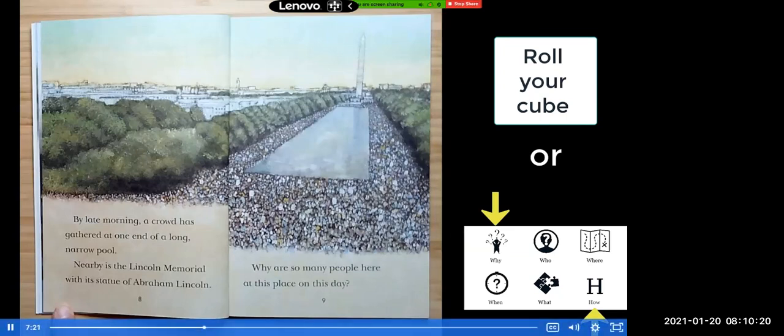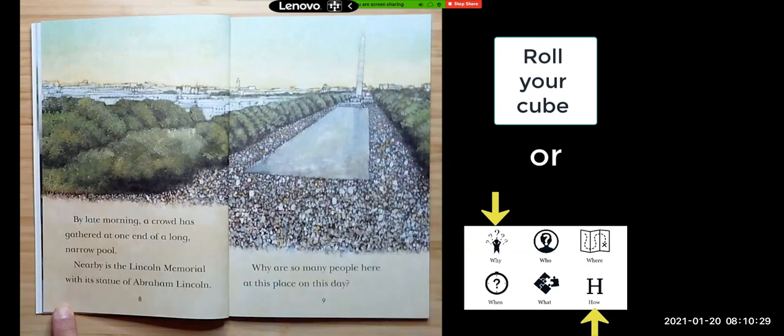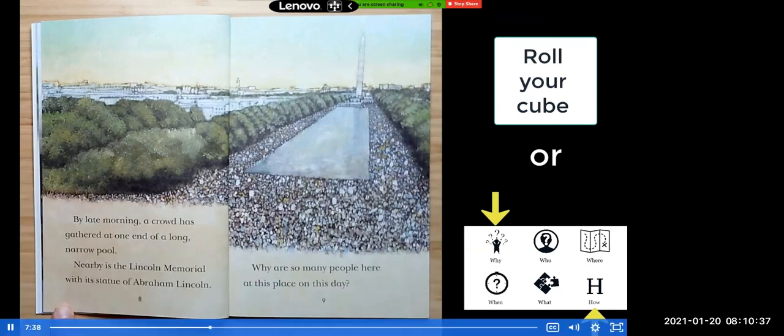By late morning, a crowd has gathered at one end of a long, narrow pool. Nearby is the Lincoln Memorial with its statue of Abraham Lincoln. Why are so many people here at this place on this day?